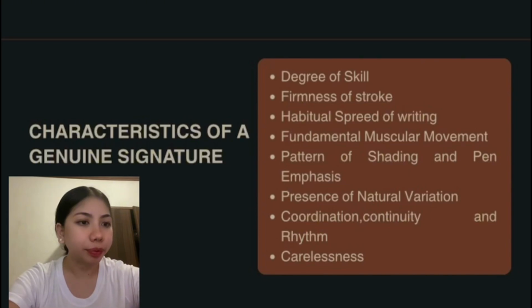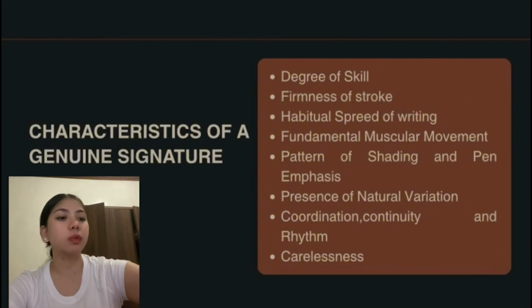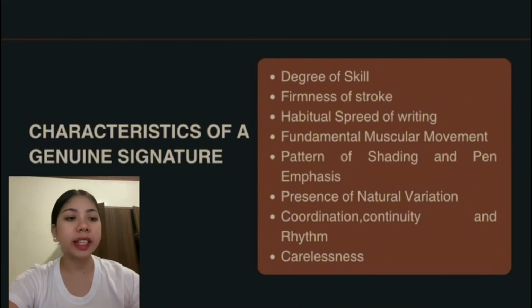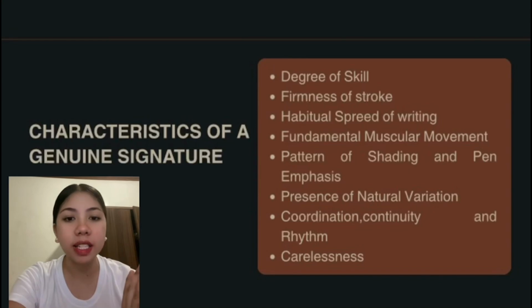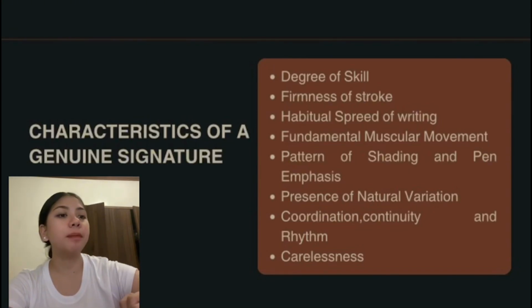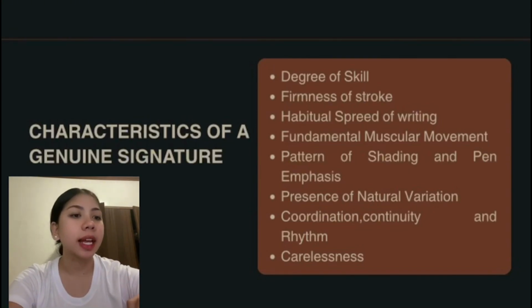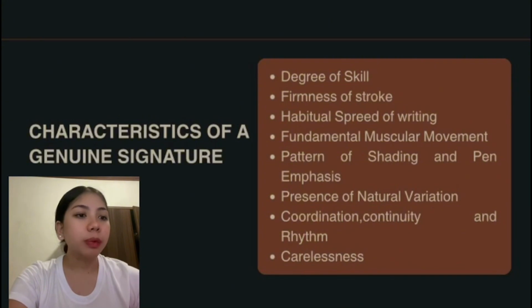Ang signature kay flows niya smoothly. The strokes are connected siya, naga-show siya og balance writing, the rhythm. Tapos lastly is carelessness. Mo na siya ang sign of genuineness.